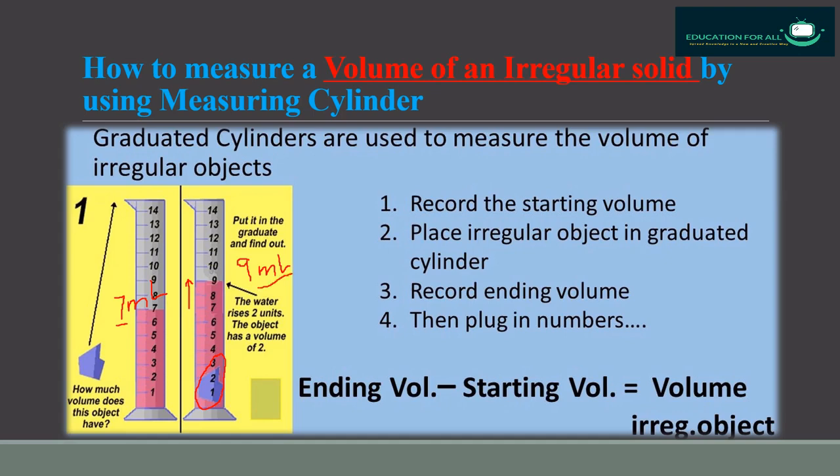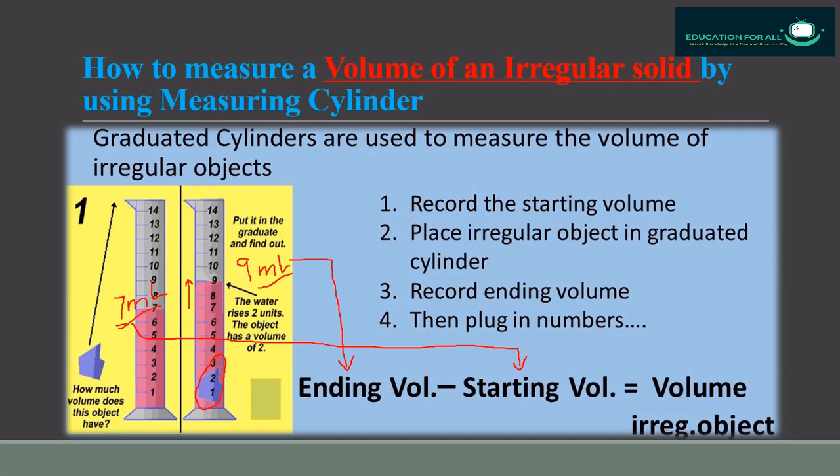The initial volume is 7 milliliters. When you put the irregular solid substance into the cylinder, the level of the liquid rises. Now this volume is the final volume or the ending volume. This 7 ml is your starting volume, and this 9 ml is your ending volume after putting the solid substance into the cylinder.